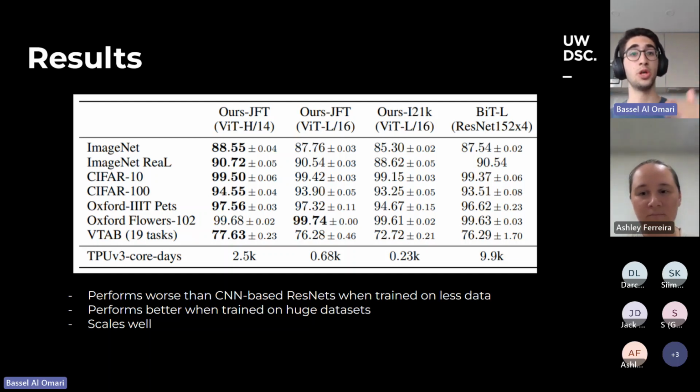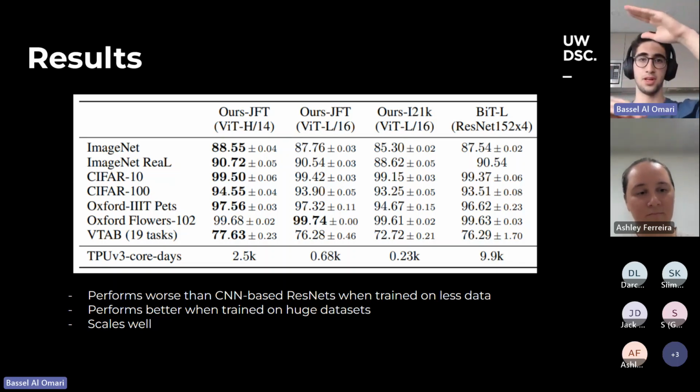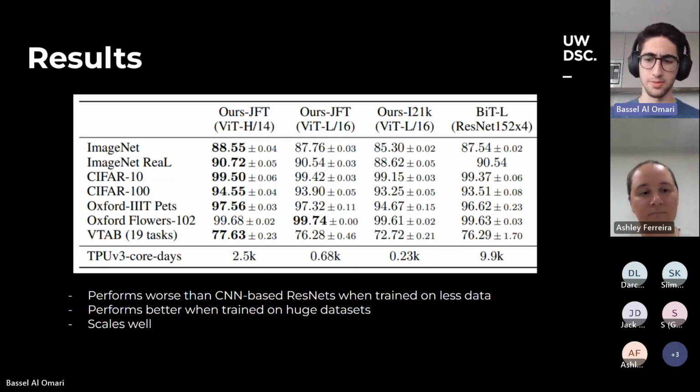And the more you scale the data set that you pass in, and the more you scale the model, and the more time you give it to train, they noticed that the Vision Transformer continues to improve on its gap between it and the ResNet model. It becomes way better. So yeah, it scales better.